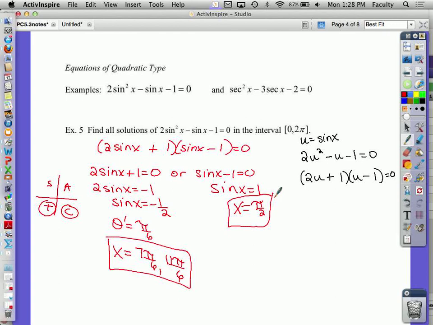So be careful on your homework, on the next quiz, and on the next test. If it just says solve, it's assumed you're going to give me the general solution. You'll lose points if you leave it like that. But if it does say over the interval 0 to 2 pi, you just need to list the ones from 0 to 2 pi. So be careful.